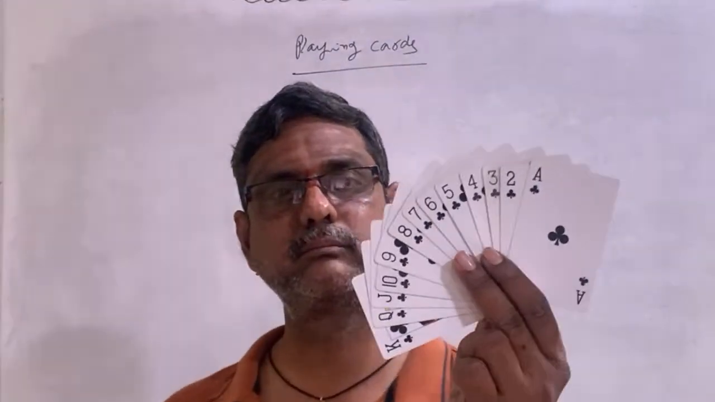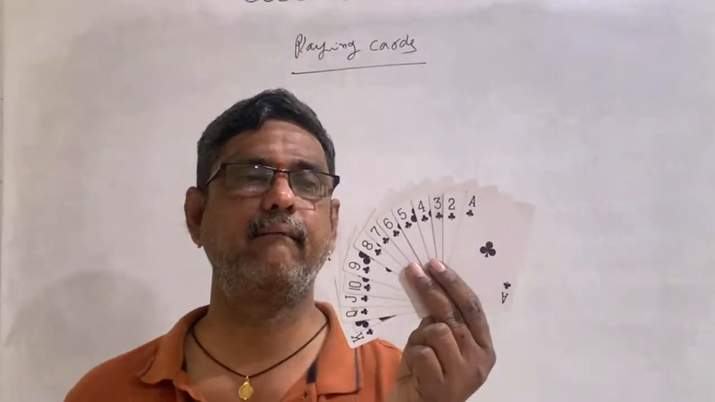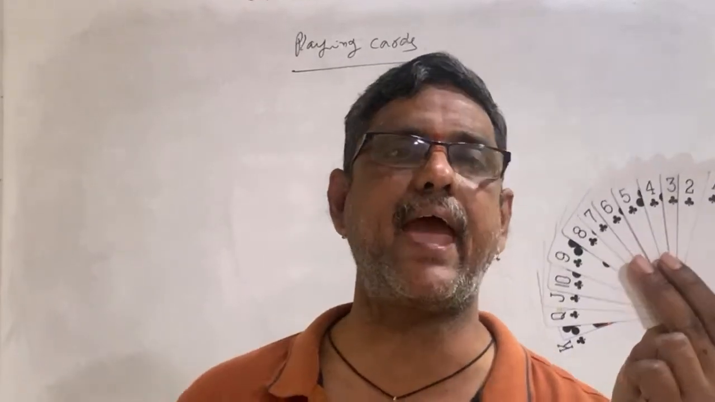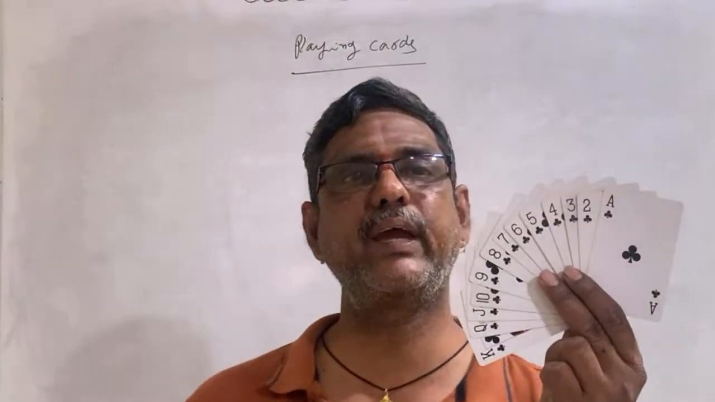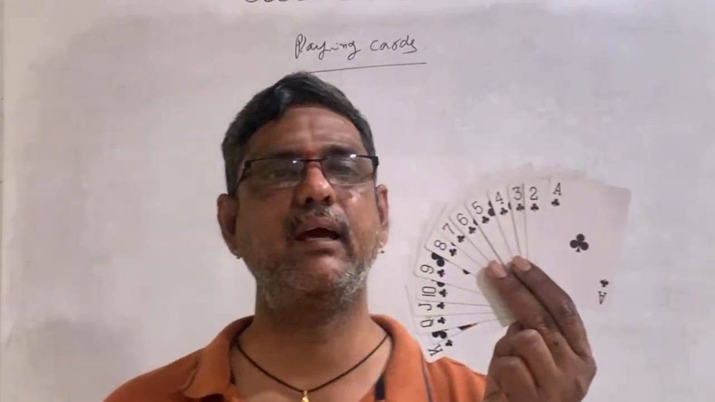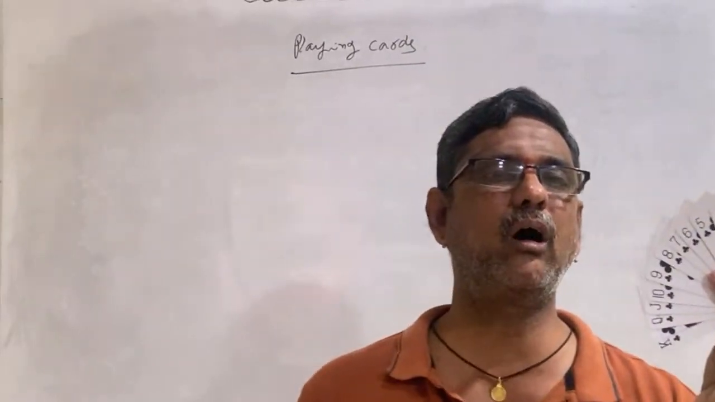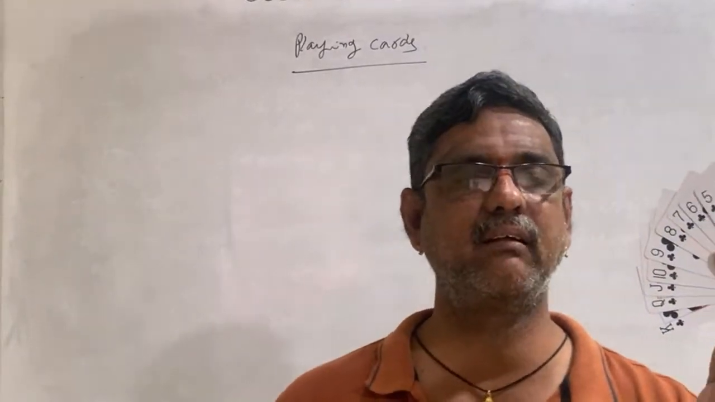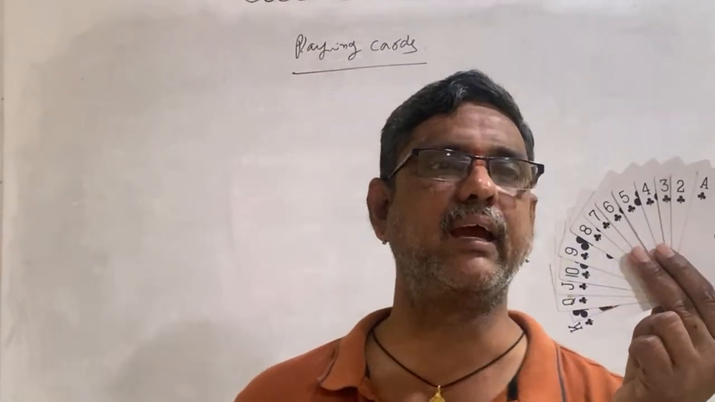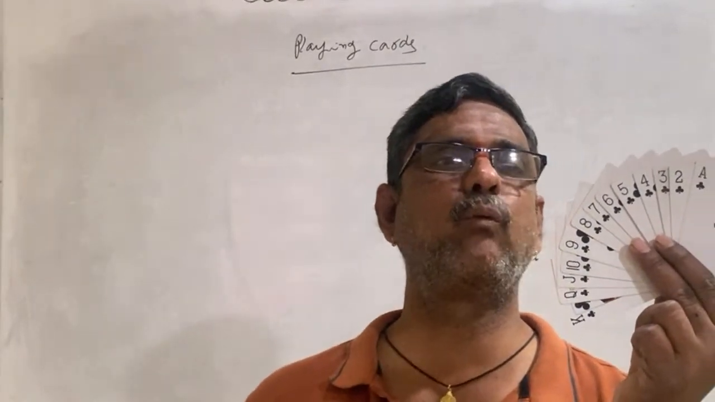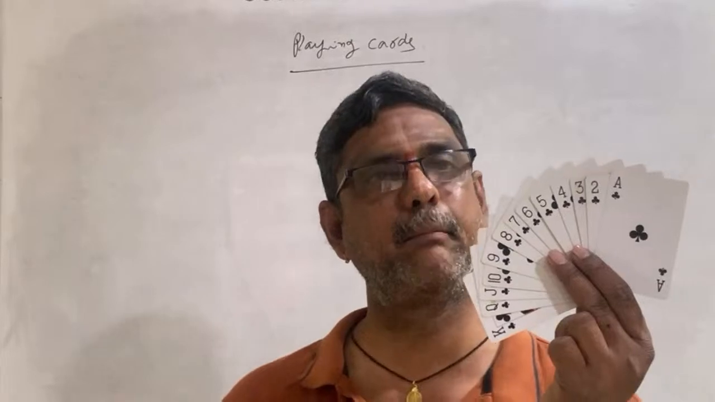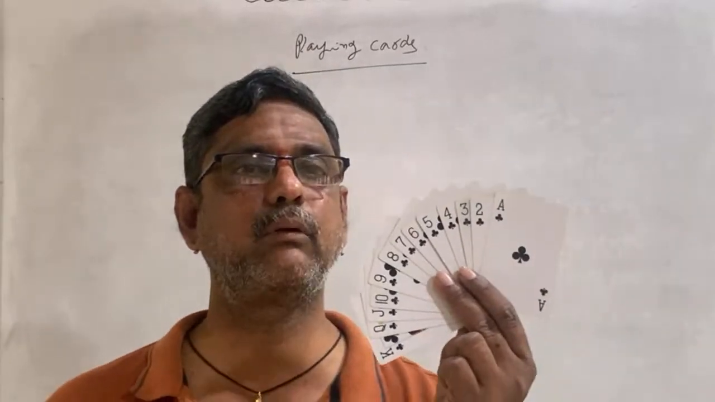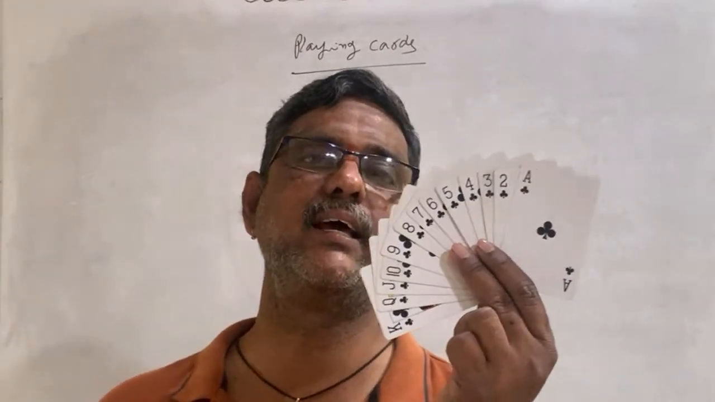And there are 3 cards which are in the name of J, Q, K: Jack, Queen, King. So, in each shape, we will have 13 cards. 1 A, which is called Ace, 1 King, 1 Queen, and 1 Jack, and the remaining cards are number cards, starting from 2 and ending with 10. So 2, 3, 4, 5, 6, 7, 8, 9, 10.